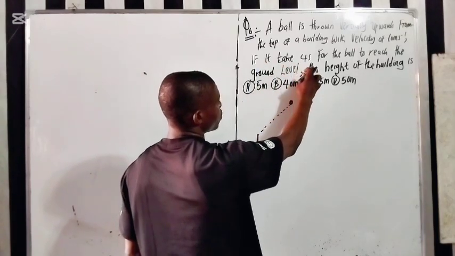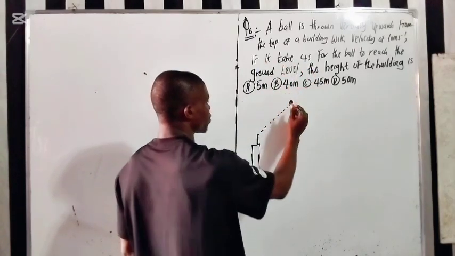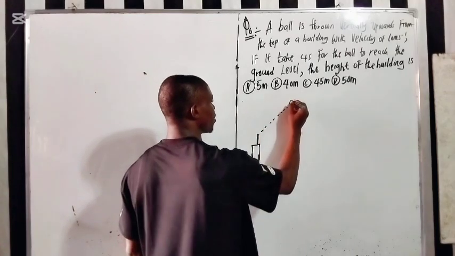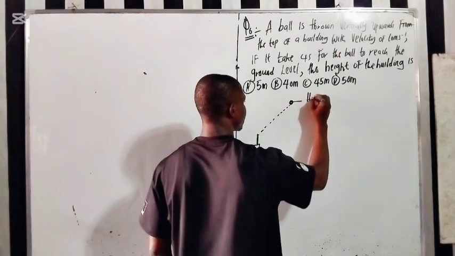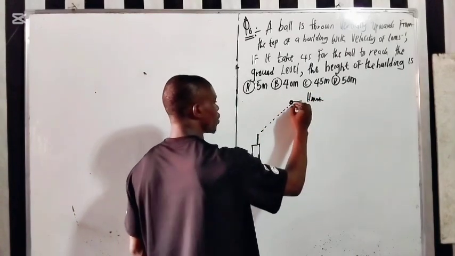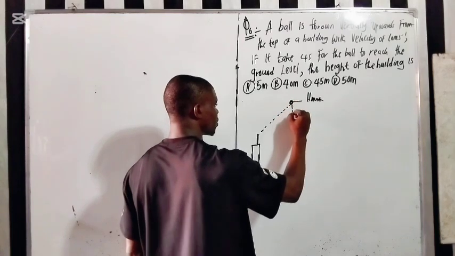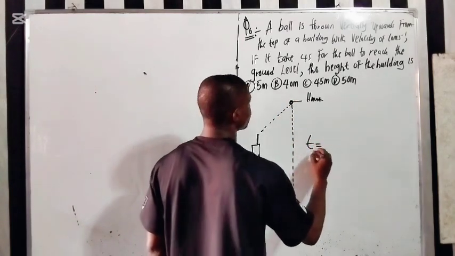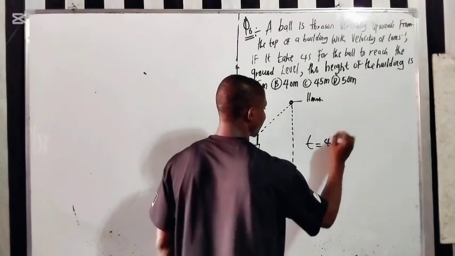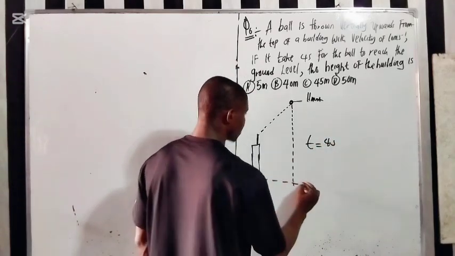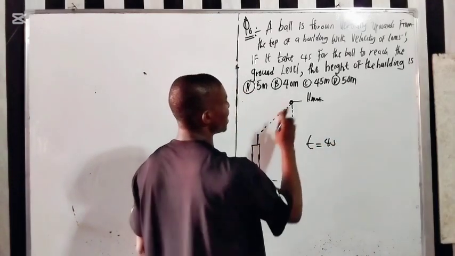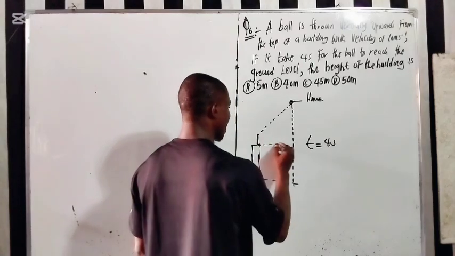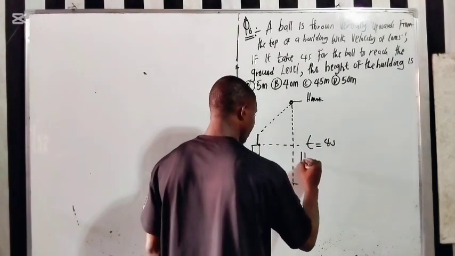Do you understand? It takes 4 seconds for the ball to reach the ground. So from here, when you throw it up, you get to the maximum height right there. So for the ball to get down here, the total time is 4 seconds, right? And I ask, what is the height of the building? This is the height of the building.